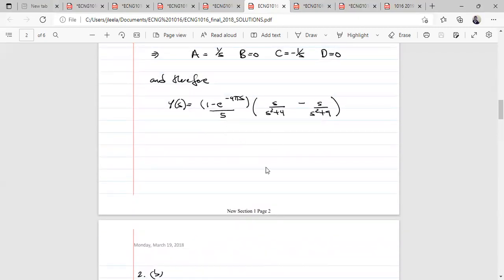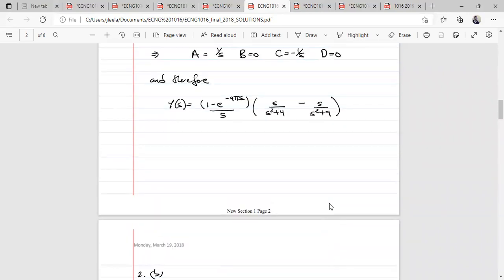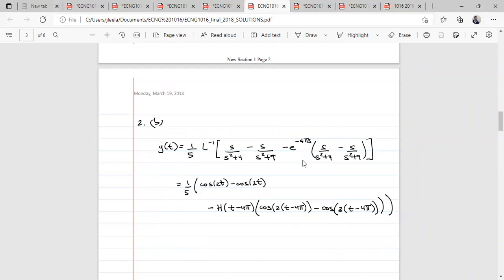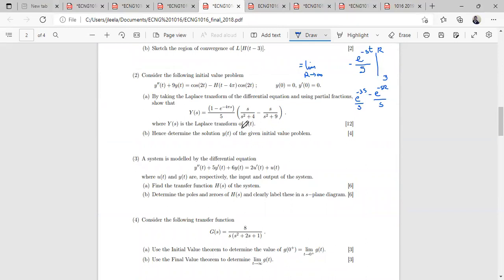You can pull out the 1/5 and you'll end up with 4 terms. s over s squared plus 4 minus s over s squared plus 9 minus e to the minus 4 pi s over s squared plus 4 plus e to the minus 4 pi s times s over s squared plus 9. So this will give us, when you take the inverse, cos 2t minus cos 3t minus the Heaviside (t minus 4 pi) times (cos 2(t minus 4 pi) minus cos 3(t minus 4 pi)). So that takes care of number 2. It was a little tedious to write all that there. That is why I went through the written solution.